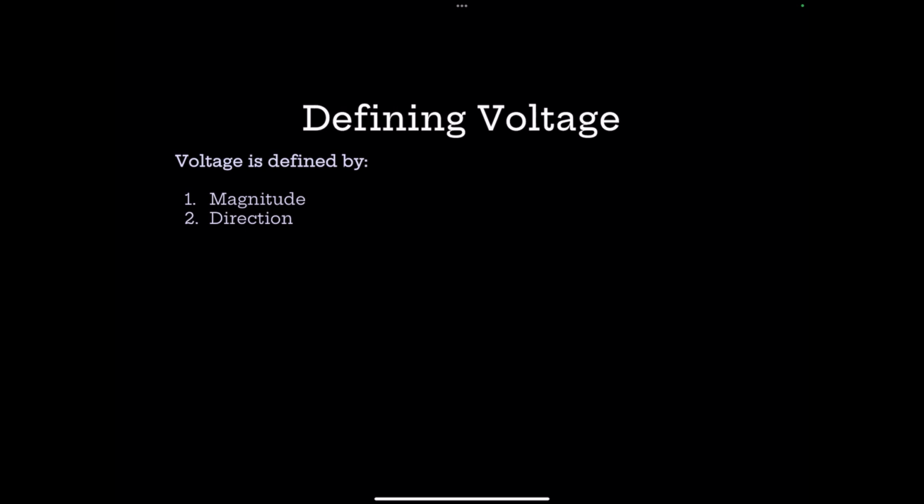Now let's define our voltage. So voltage is defined by its magnitude and direction. I'll draw two diagrams to analyze. I will label the terminals A, B, or both. In the first diagram, the polarity at A will be positive and the polarity at B will be negative. In the second diagram, the polarity at A will be negative and the polarity at B will be positive.